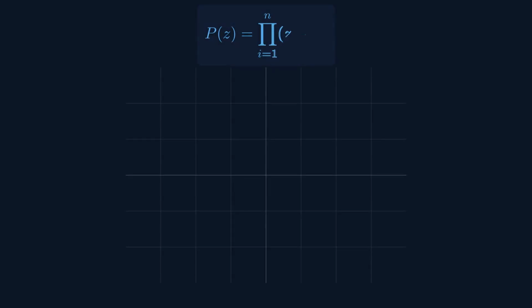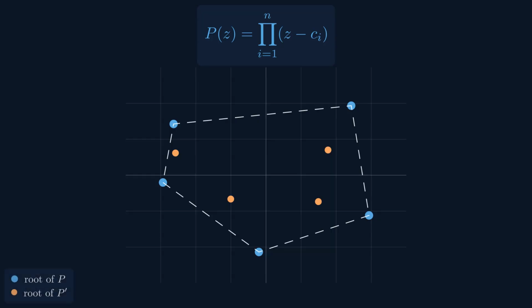A polynomial's roots are scattered across the complex plane. Draw the tightest rubber band around them. The roots of its derivative are already inside. No matter how we move the outer dots, the inner ones never cross the band.